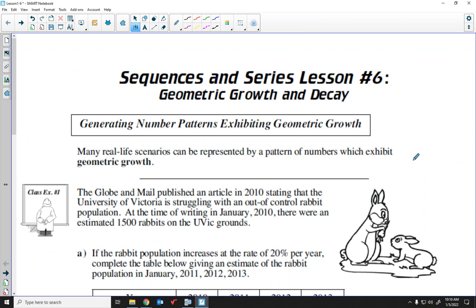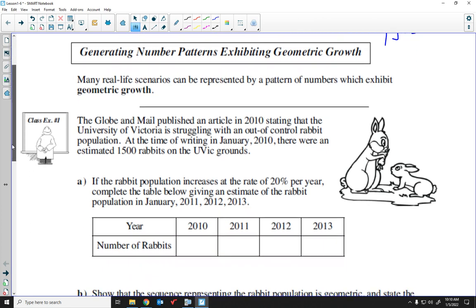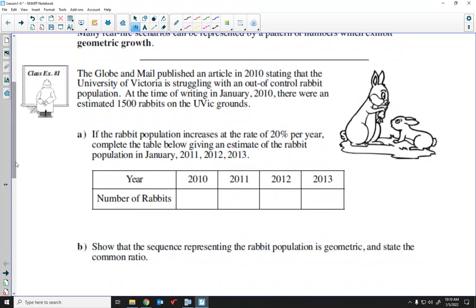This time we're going to focus more on different types of word problems, specifically ones that deal with geometric growth and geometric decay. You can find this lesson on page 53 of your Math 20-1 work booklet. So let's jump right into this first example.